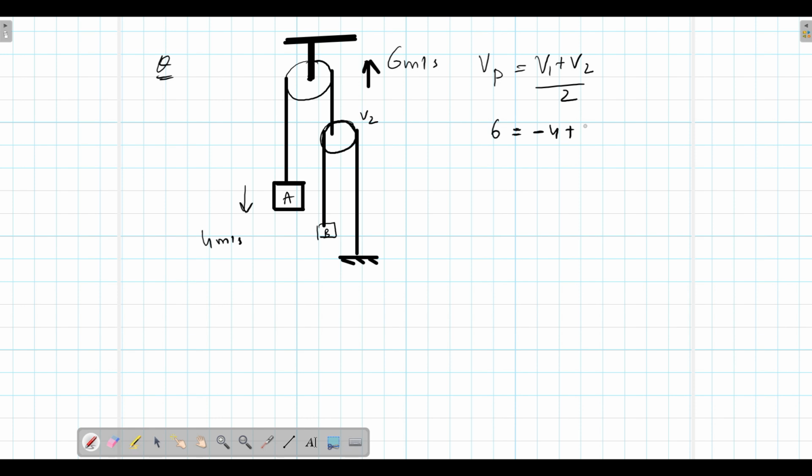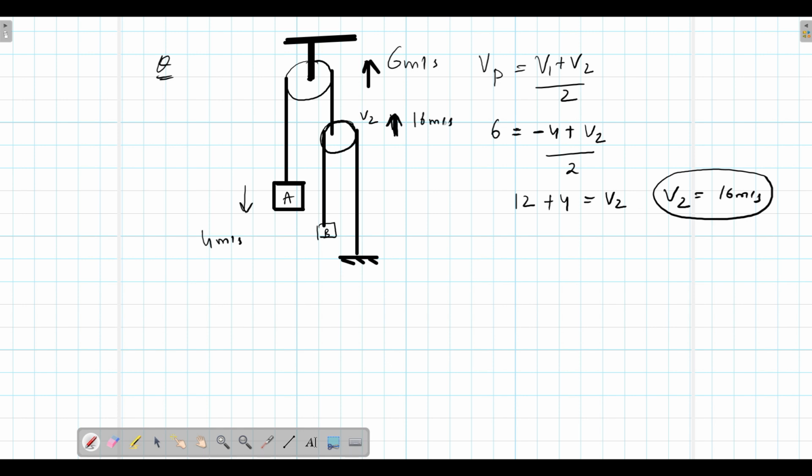V2, we don't know V2, so the sign of V2 gives the direction. So 6 into 2, 12 plus 4 equals V2. V2 equals 16 meter per second. As V2 is 16 meter per second, that moves in upward direction.